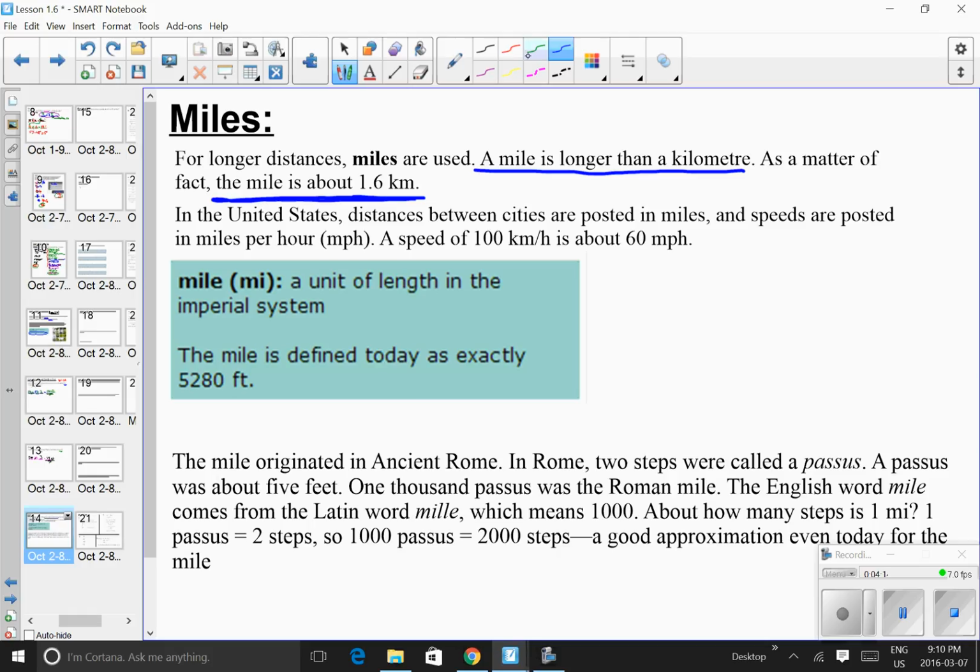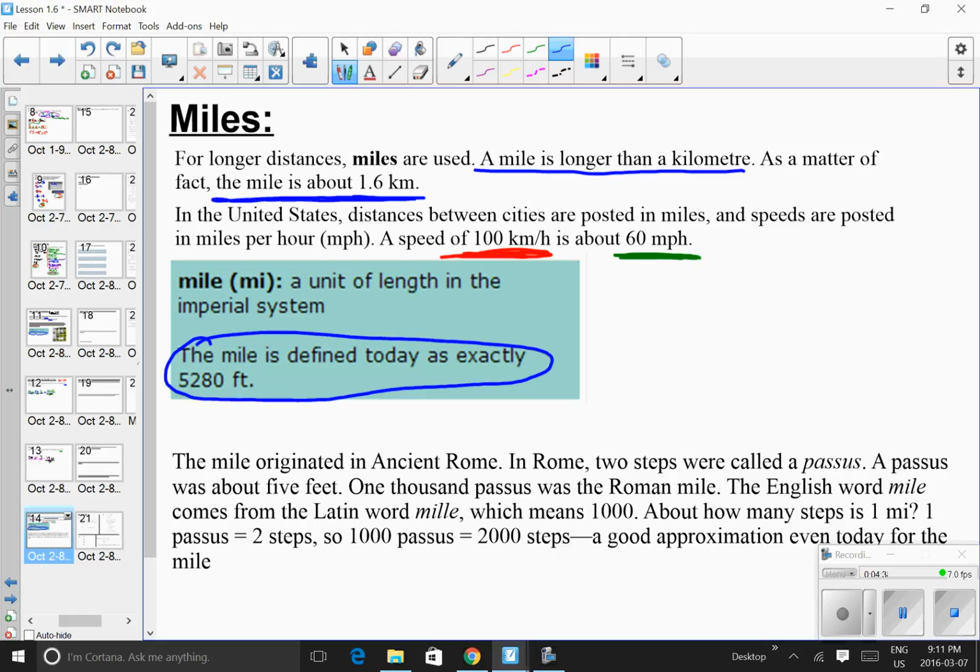So on one of our highways, you might see a speed limit sign for 100 kilometers per hour. If you're in the States, you might see a sign for 60 miles per hour. However, they're very, very similar speeds. So the exact distance of a mile is about, no, not about, is exactly 5,280 feet.